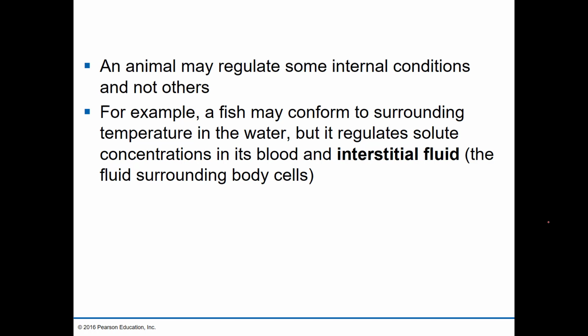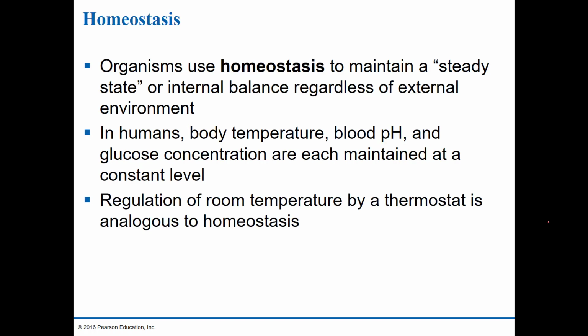Now, some animals can regulate some internal conditions and not others. One example is fish. They conform to the temperature in the water, but they're able to regulate the solute concentrations in their blood. So it regulates how salty, especially for saltwater fish, they have to get rid of some of the salt. So they're able to regulate that. However, they can't regulate their internal temperature.